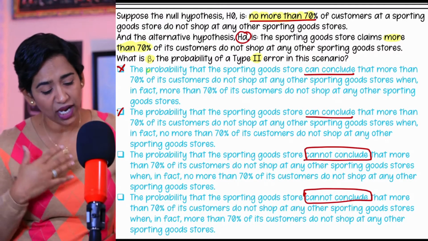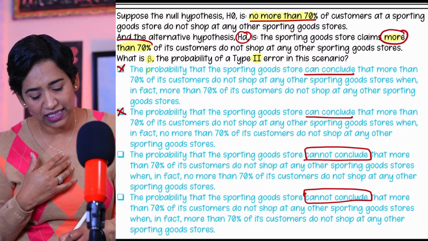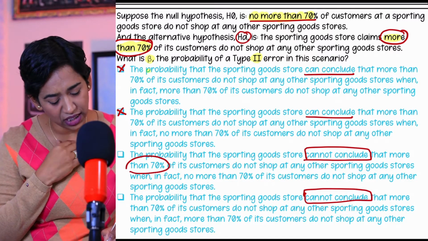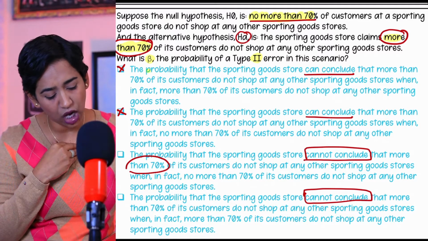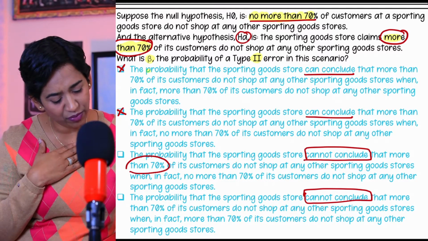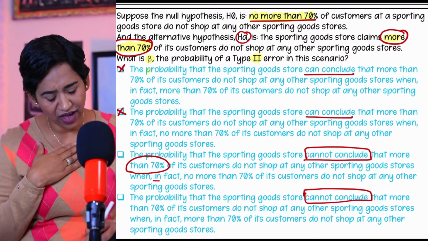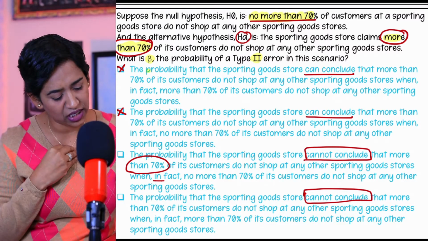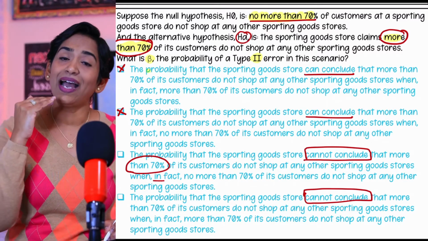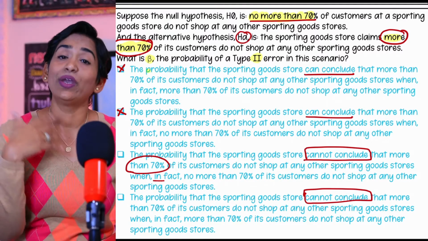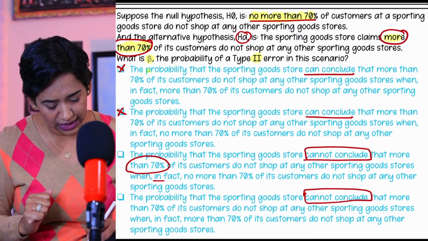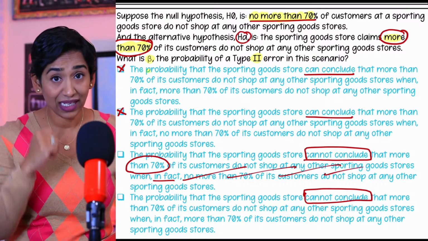Remember what is my HA? My HA is more than 70%. I cannot conclude more than 70% of its customers do not shop at any other sporting goods store, where in fact no more than 70% of its customers do not shop at any other sporting goods. No. In fact, I cannot conclude HA when in fact HA is true. There's nothing about H naught. So this is not my option. Let's look at the next one.